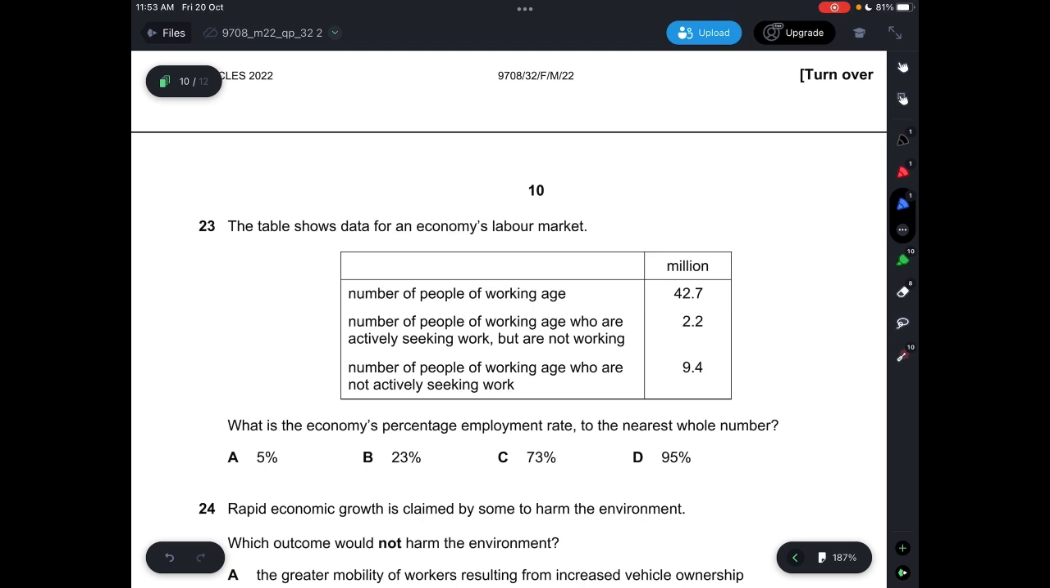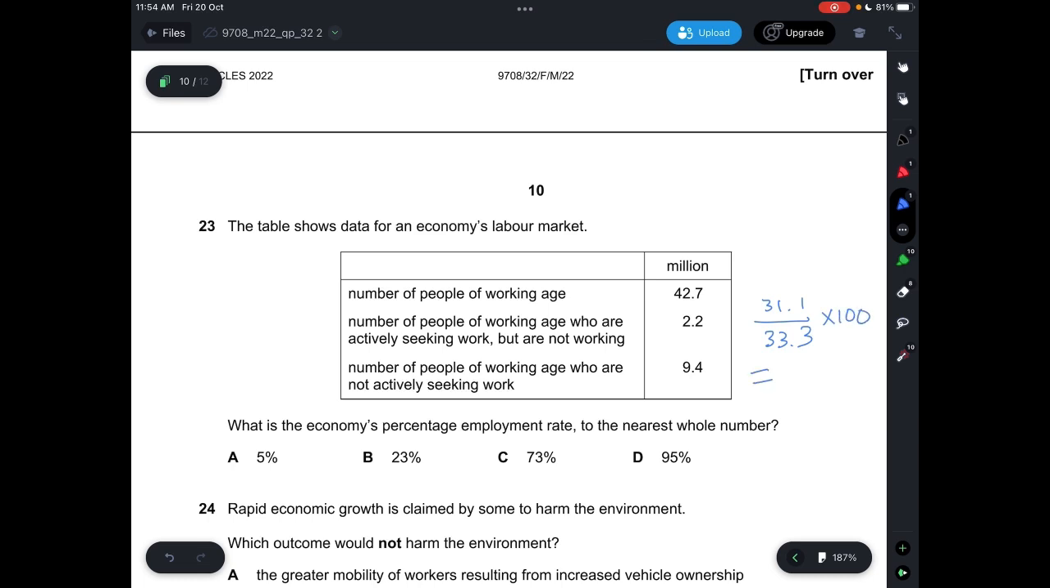Okay, for question 23, the table shows data for an economy's labor market. So the number of people of working age will be 42.7 million. The number of people of working age who are actively seeking work but are not working will be 2.2 million. And the number of people of working age who are not actively seeking work will be 9.4 million. Okay, so in this case, we can just take 42.7 million and minus 9.4. So we'll get 33.3. And then the people who are already working would be 31.1. Then we can just multiply by 100 and we can get the percentage.